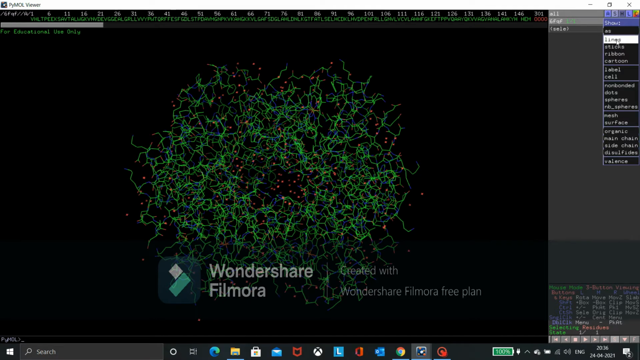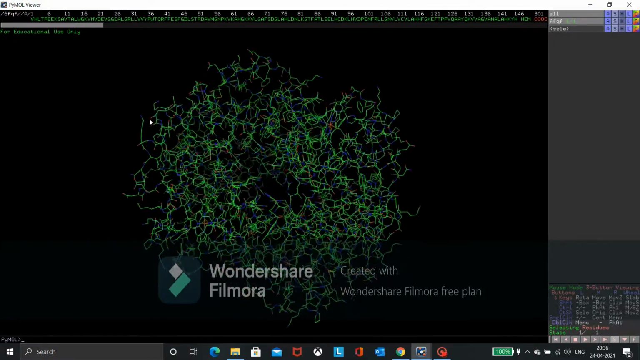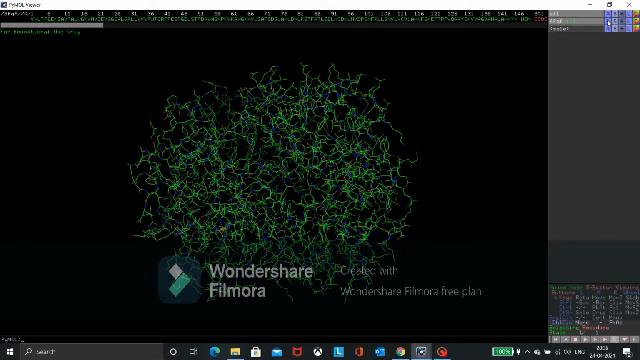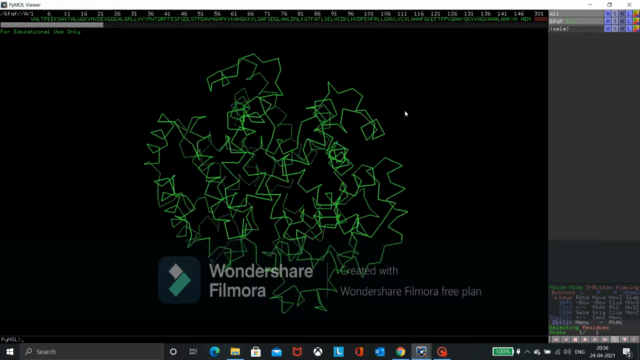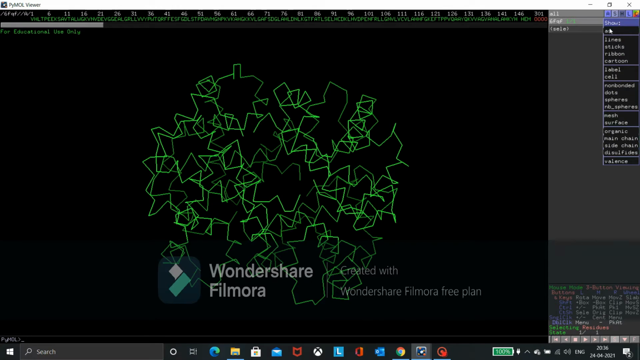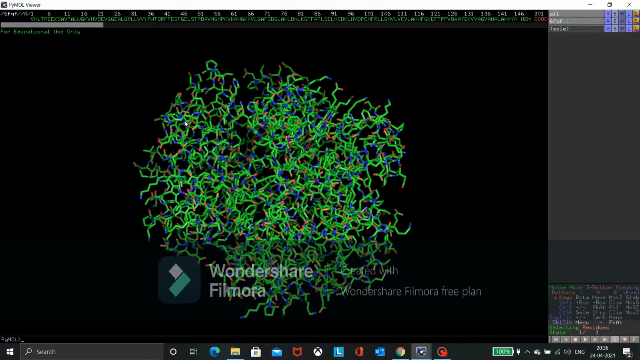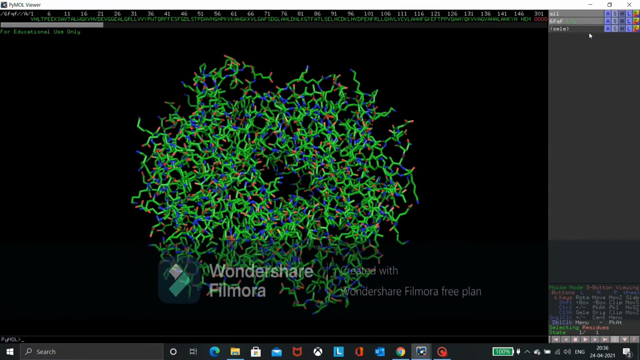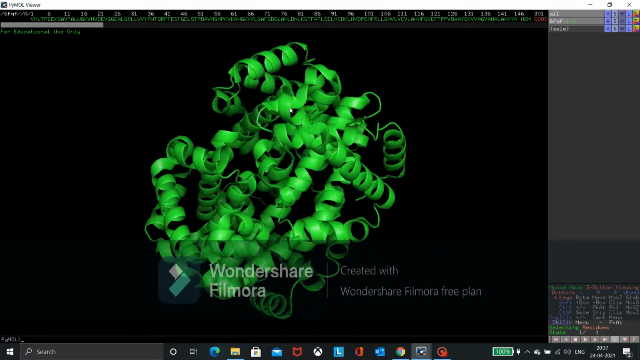And then we need to show the structure in the line form. So, this is the line form of the hemoglobin structure, and then comes the ribbon structure, and then this is the stick structure of the hemoglobin, and at last it is the cartoon structure. So the helical structure is basically the cartoon structure.